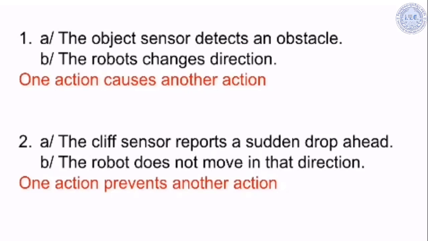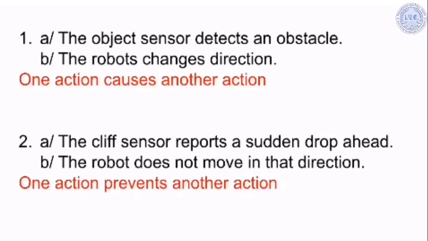So these two sentences in the first example mean one action causes another action. As you see, the object sensor detects an obstacle. So this is one action, and it causes another action to happen. So the robot changes direction. This is another action happening because of the first action.